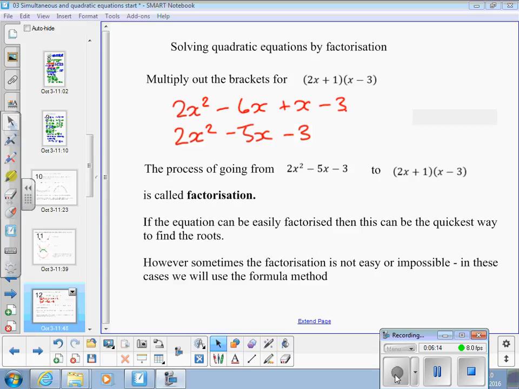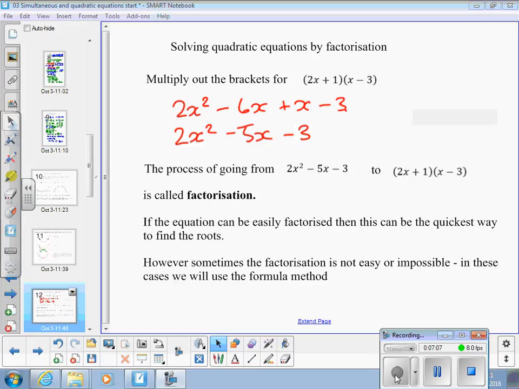If the equation is easily factorized into two brackets, then this can be the quickest way to find the roots. However, sometimes a factorization is not easy or is impossible, and in these cases we'll use the formula method. We'll look at an example where the formula method takes longer because of all the fiddling about with the calculator, and it's actually quicker to factorize. But we'll also look at an example where factorization is possible but takes a long time, and the formula method is quicker. If there are real roots, the formula method will always find them, as long as you use your calculator correctly.